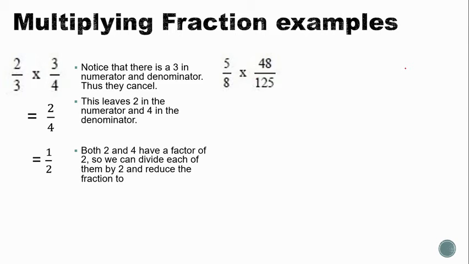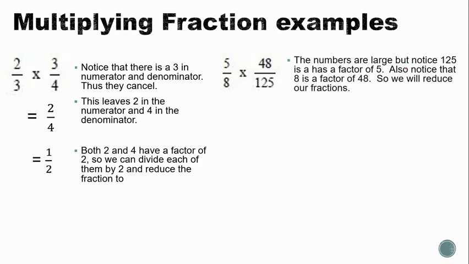Let's take a look at this. 5/8 times 48 over 125. What do you think the answer is going to be? All right, let's see if you're right. The numbers are large, but notice that 125 has a factor of 5. Also notice that 8 is a factor of 48. So we're going to reduce our fractions first. Okay? So we would have 5 times 6 times 8. 6 times 8 would be 48. And then 8 times 25 times 5. The 25 and the 5 is the 125.